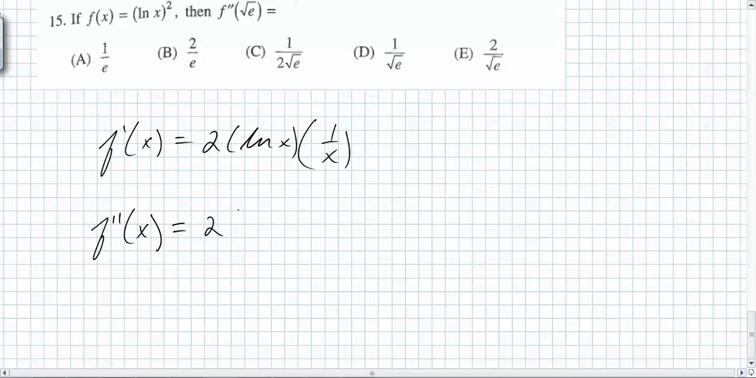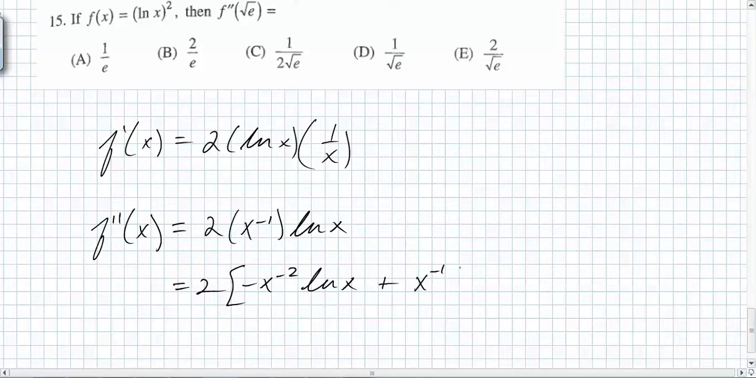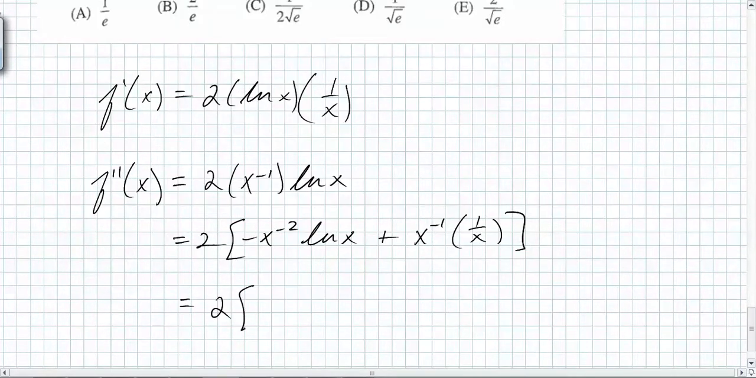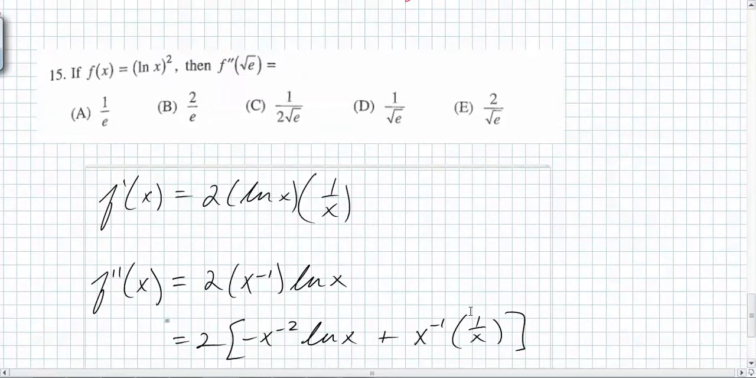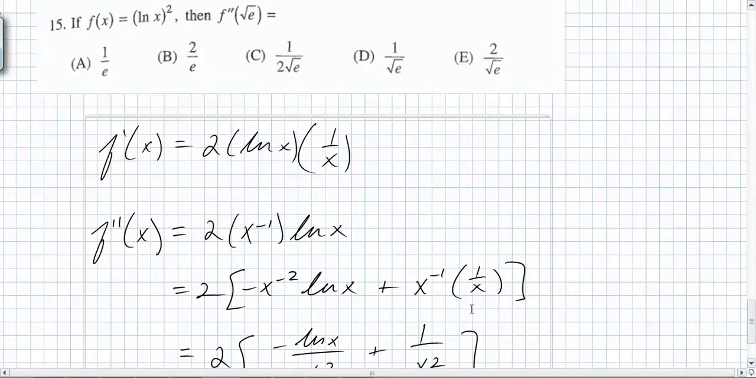So you have 2 times x to the negative 1 times ln x. So yes, you could use the quotient rule, but you could also use the product rule. So this can be 2 times the derivative of the first times the second plus the first times what? Like that? So then what do you end up with? 2 times negative ln x over x squared. Is that correct? Plus 1 over what? x squared. Nice. Okay, so then what is it asking you to do?